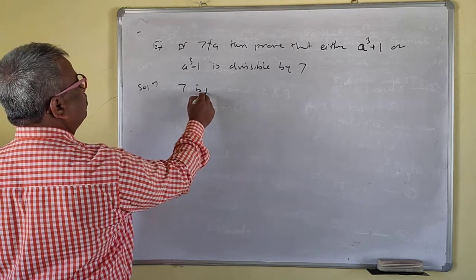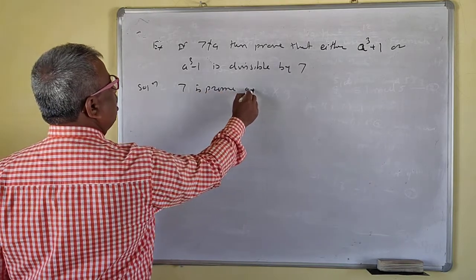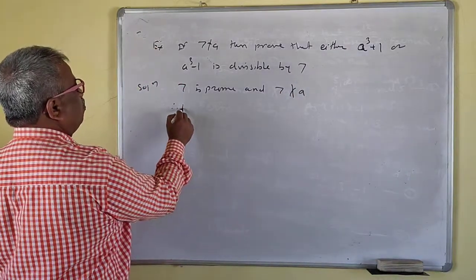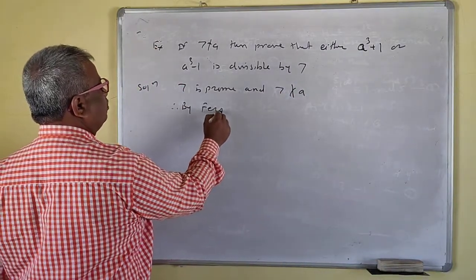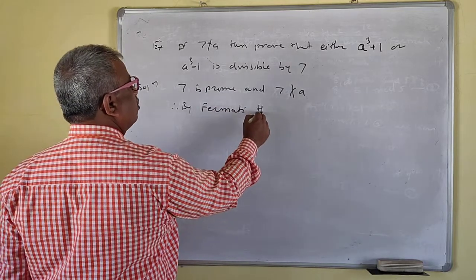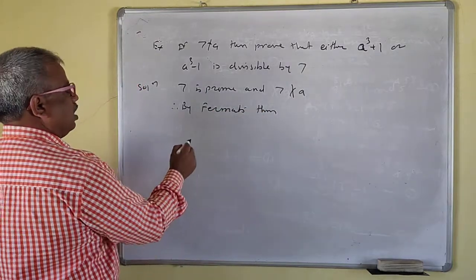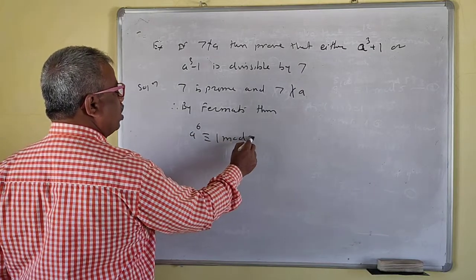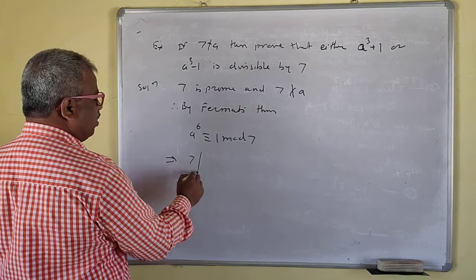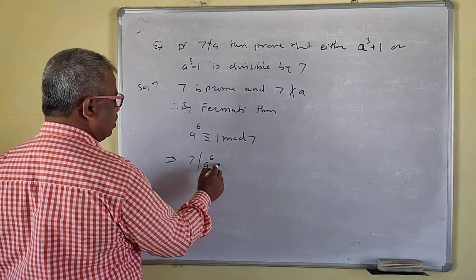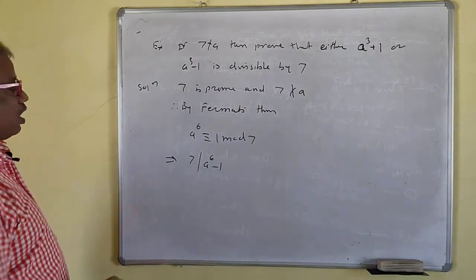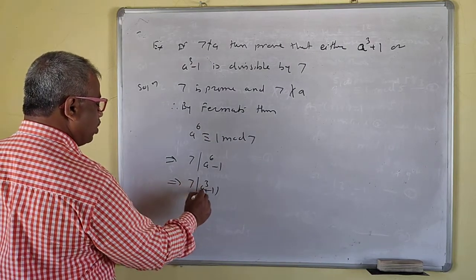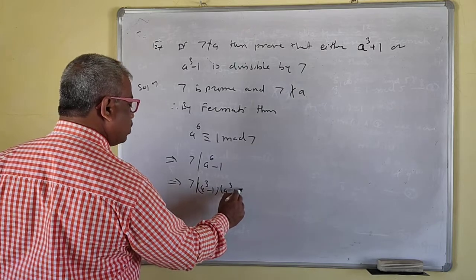7 is prime and 7 does not divide A, right? So therefore, by Fermat's theorem, A raised to 7, that means A raised to 6, is congruent to 1 mod 7. This implies that 7 divides A raised to 6 minus 1. Okay? So this implies that 7 divides A cubed minus 1 into A cubed plus 1.